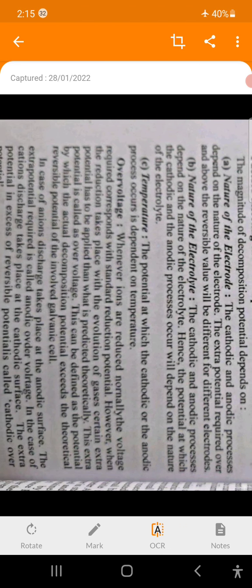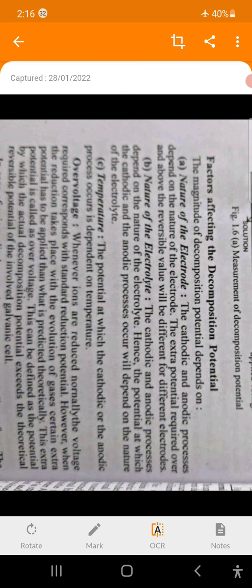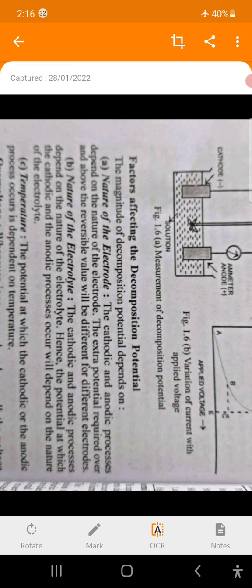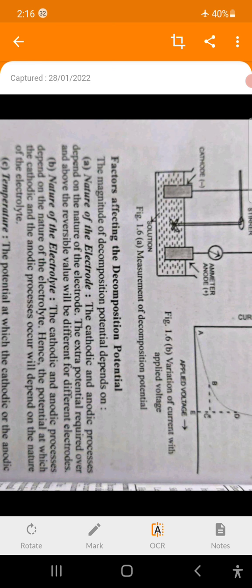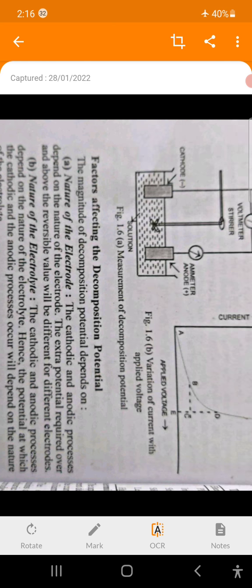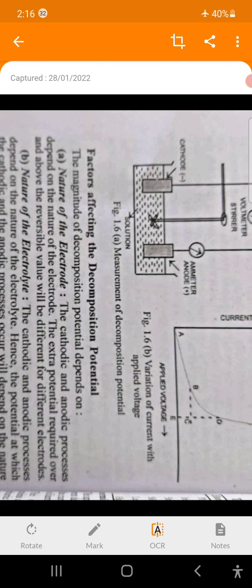Then next, factors affecting decomposition potential. The decomposition potential of any electrolyte solution depends on the nature of the electrodes which are used. It also depends on the type of electrolyte, that is, which electrolyte is used, which type of cation and which type of anion is present, and it also depends on temperature. These three factors affect the value of C, that is, the decomposition potential of any electrolyte.